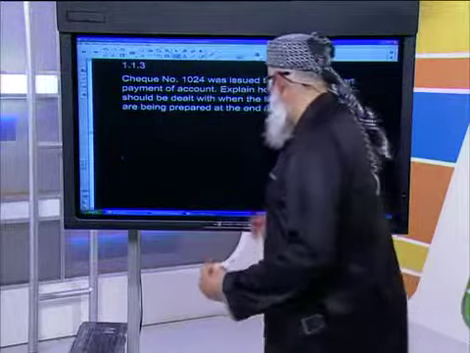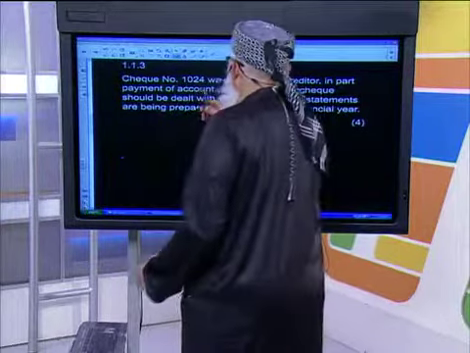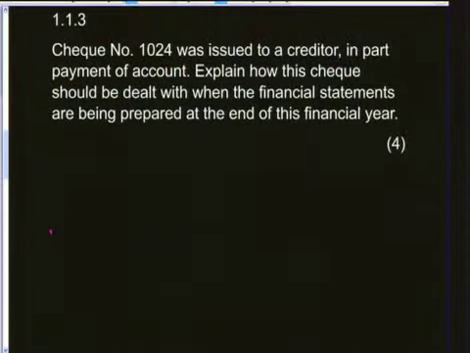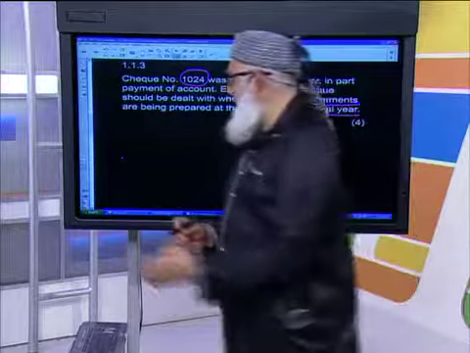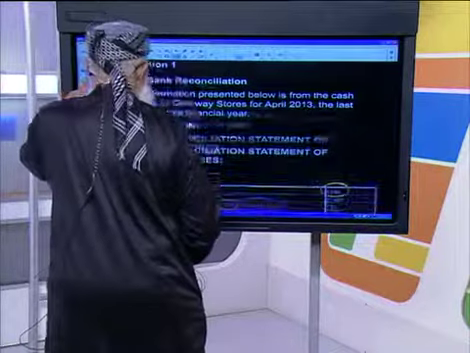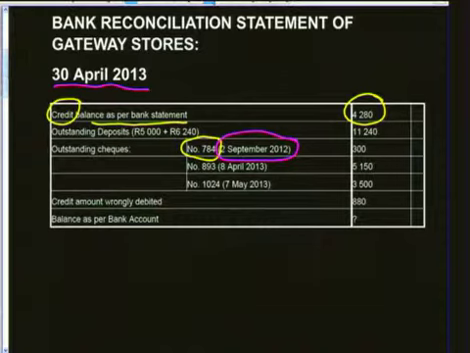Okay, guys. So now coming back to our question. The question says, check number 1024 was issued to a creditor in part payment of an account. Explain how this check should be dealt with in the financial statements. So obviously it's check number 1024, right? And how should it be dealt with in terms of the financial statements? Because remember, it's the end of the financial year. So immediately the question is alluding you to something. Which check? Check number 1024. Let's get to check number 1024 and see what it's about.